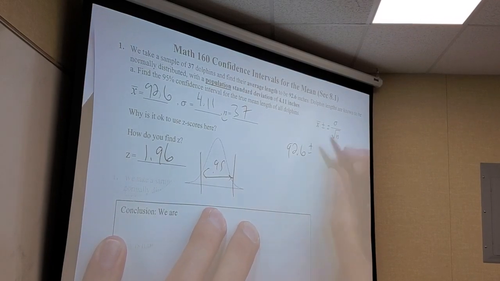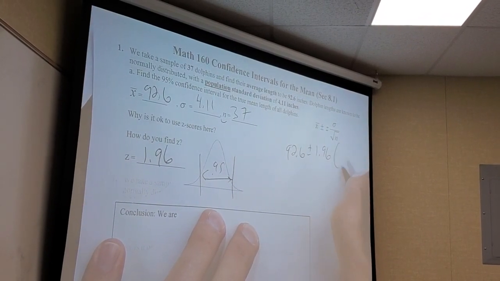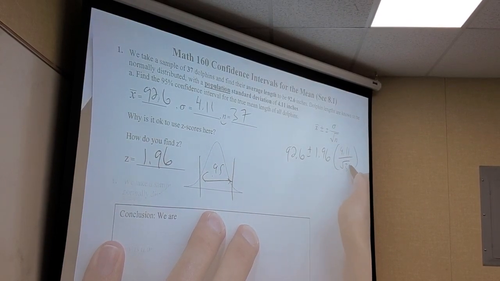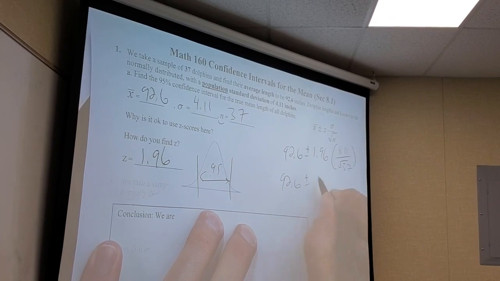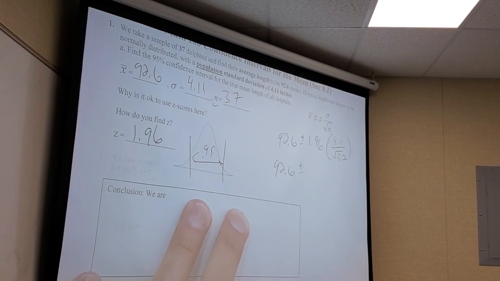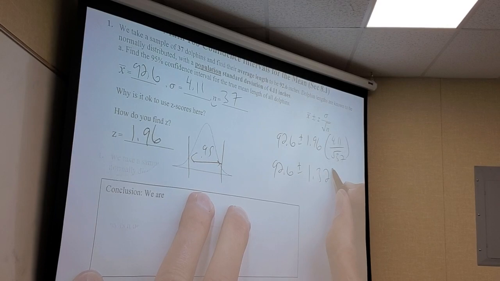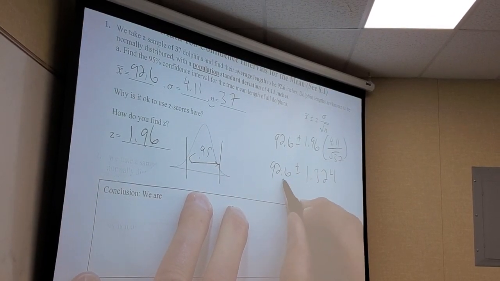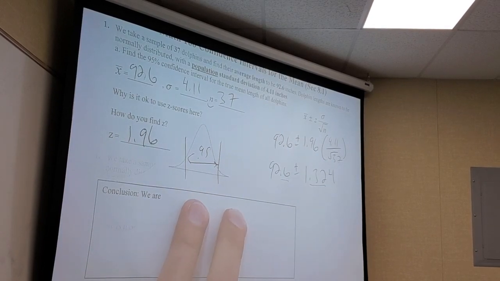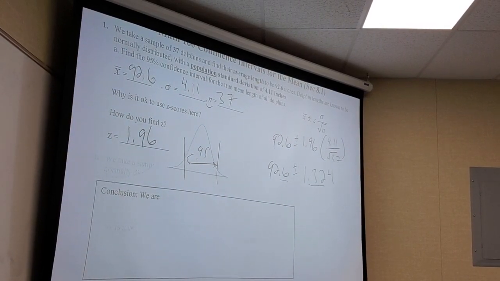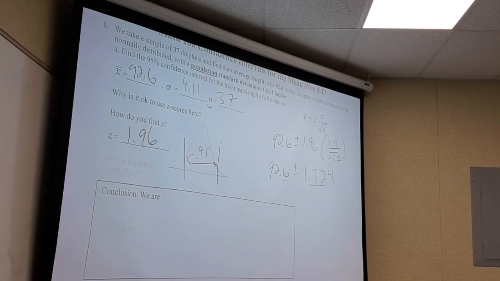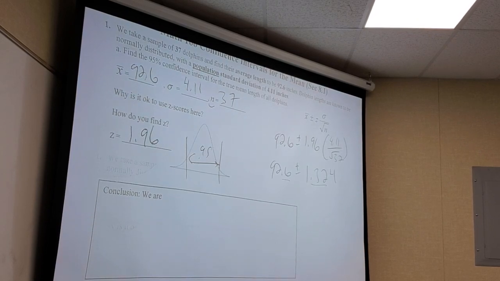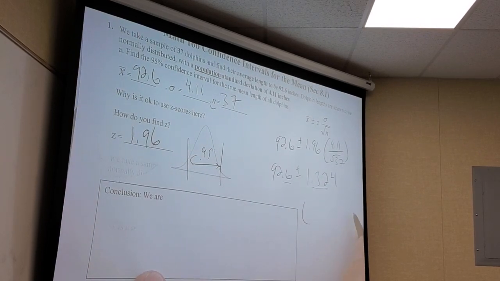Million, 92.6, give or take 1.96 of these standard deviations. 4.11 divided by square root of 37. What did you guys get for the error? 1.324? Okay, so in this case, rule of thumb, I would go out at least 2 places. When I say at least, don't give me 8 decimal places. There's no need for that. So now I just add that and subtract that.